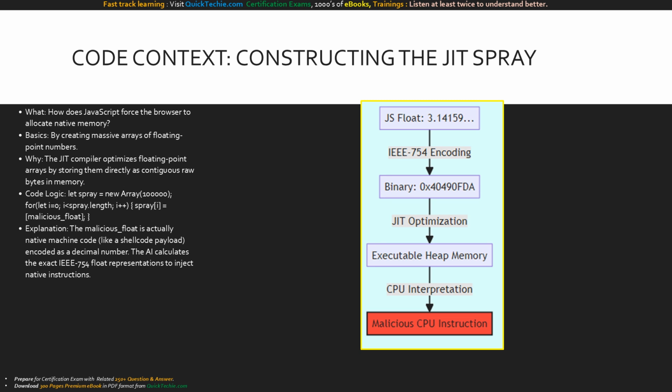This flowchart demystifies the float encoding trick. It starts with a harmless-looking JavaScript floating point number. Through standard IEEE 754 encoding, this becomes a precise binary hexadecimal value. The JIT optimization process unknowingly copies this binary straight into executable heap memory. When the AI forces the CPU to jump to this memory, the CPU misinterprets the data not as a number, but as a malicious CPU instruction. It is a brilliant exploitation of system architecture.